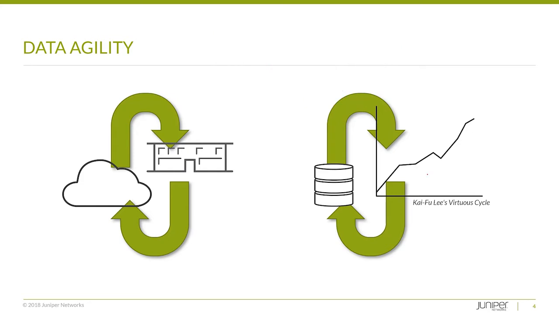Another thing about data agility is what's called Kai-Fu Lee's virtuous cycle. In the virtuous cycle, the more data I have, the more I can do analysis to figure out how to capture the market. The more I capture the market, the more data I have. So these two play against each other.